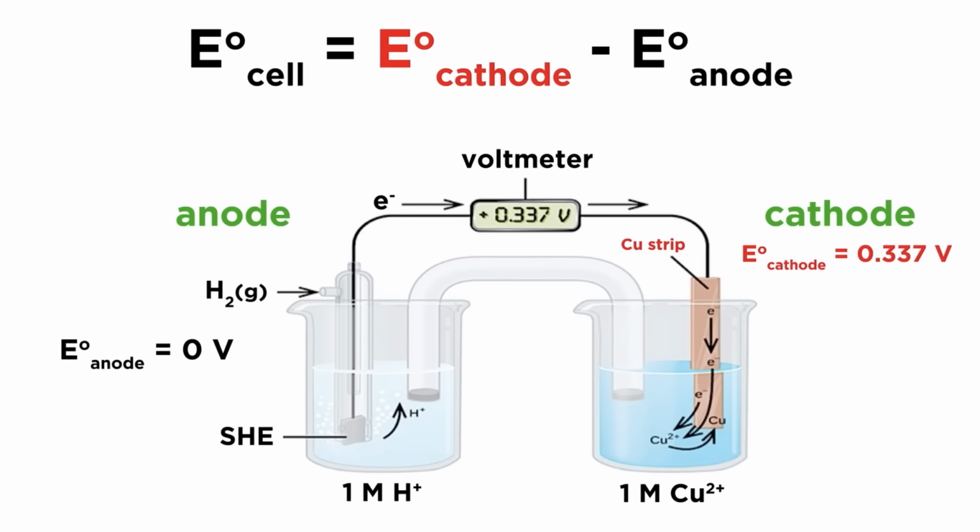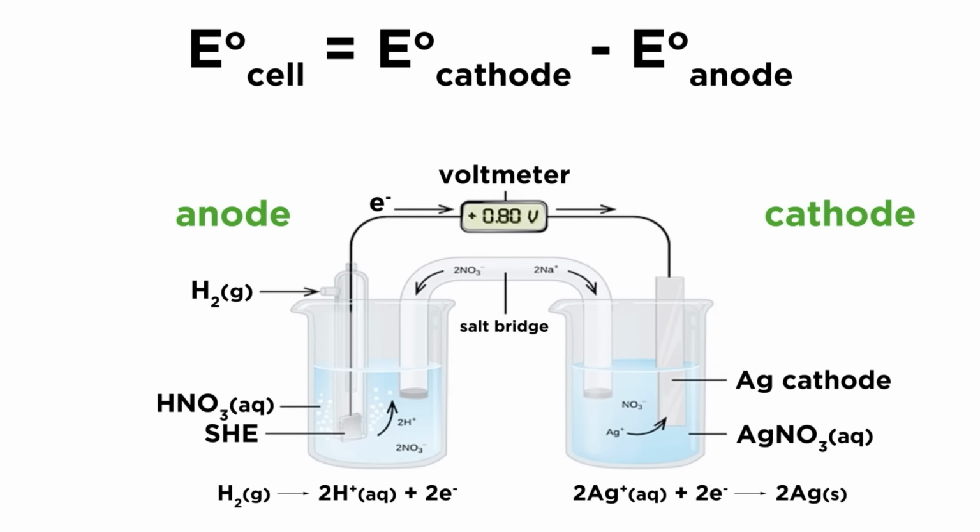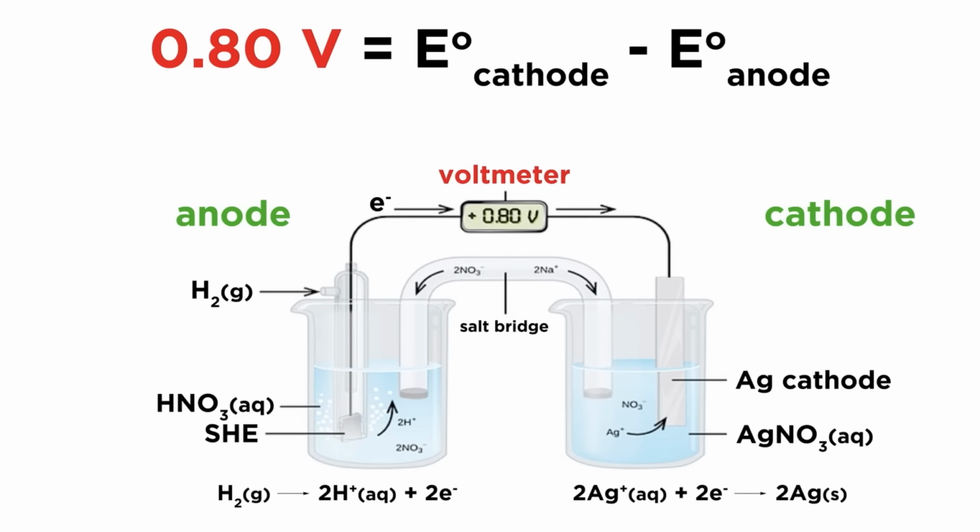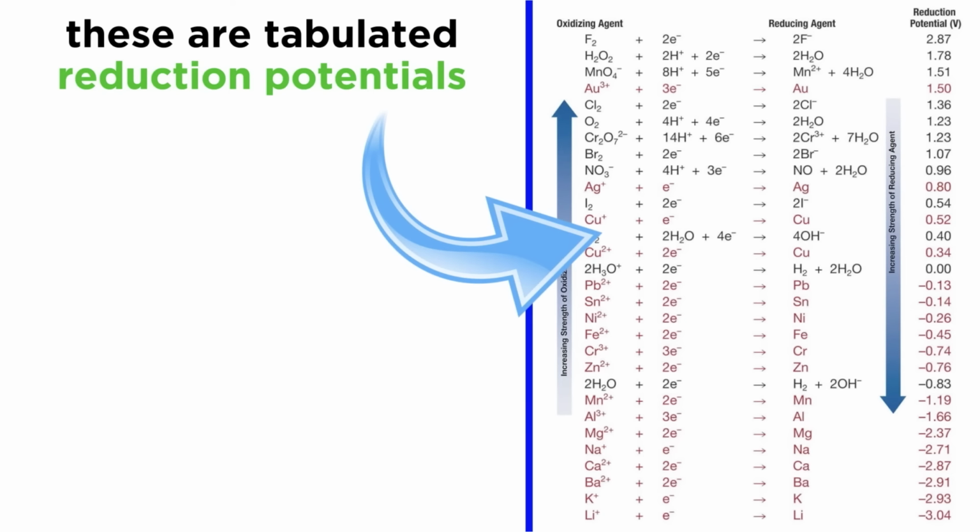We can do this with any material. Let's replace the copper cathode with a silver one. Now the voltmeter reads 0.8 volts, so that must be the standard reduction potential for silver 1 ions, because again, the reference electrode will be 0. This method has been used to determine the standard reduction potentials for many materials, some of which are listed here.